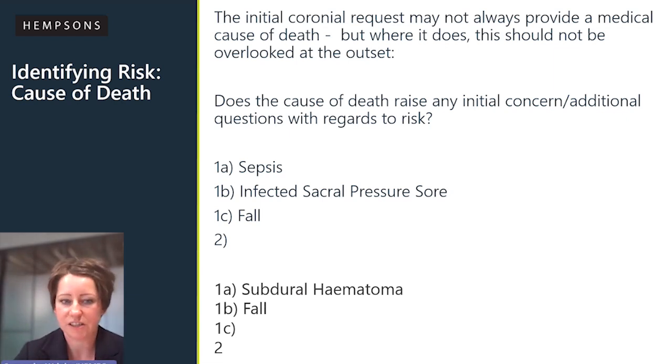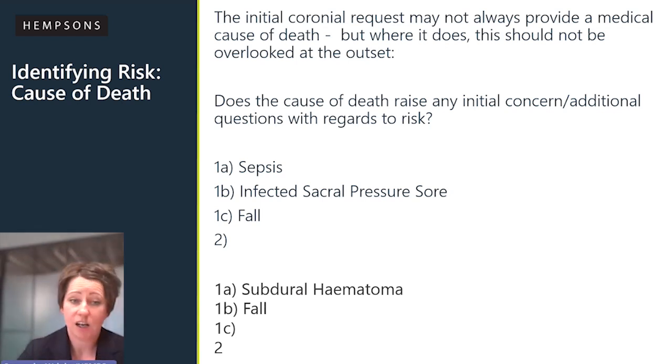So moving on to the next example, we've got 1A, a subdural hematoma, and 1B, a fall. Again, the same thought process in relation to the fall. Where did that fall occur? Was it in the hospital setting? Was it outside? If it was in the hospital setting, you go through the usual questions in terms of falls risk, and whether we were happy with that side of things.